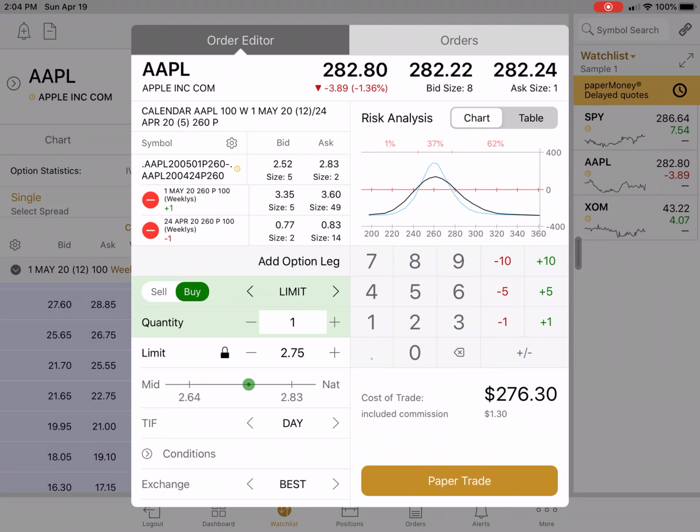Today is a Sunday, so my trade won't go through, but if you tap on paper trade and confirm, your trade will go through. And again, this is a bear put calendar spread. It's a debit spread. It's also referred to as time spread or a horizontal spread.